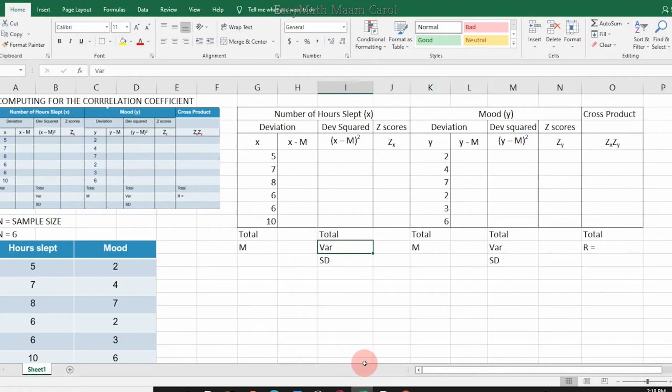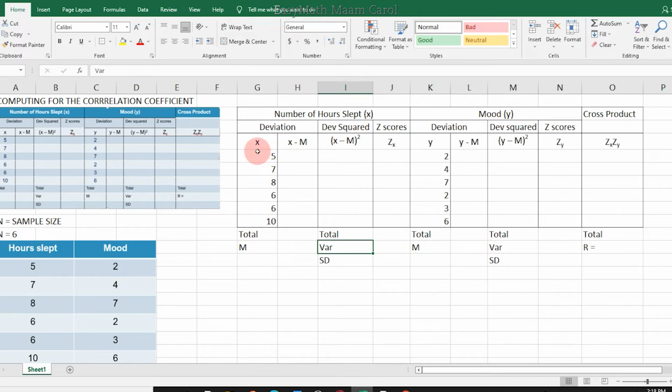We are now here in Microsoft Excel so that we can start computing. On this left side, we have the table that we got from the previous slide, and then this one, the raw data. I would like to remind everybody that the sample size n is equal to 6 because we have 6 pairs of raw information. So, this is the number of hours of sleep, our X variable, and this is the Y. So, what do we do?